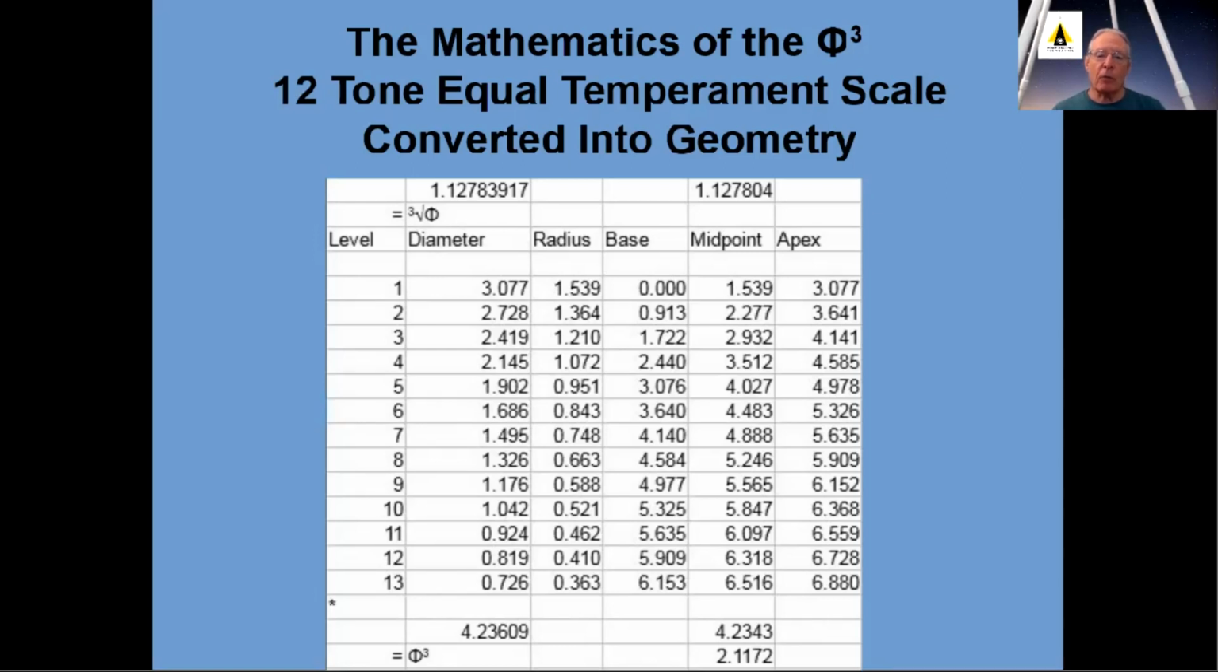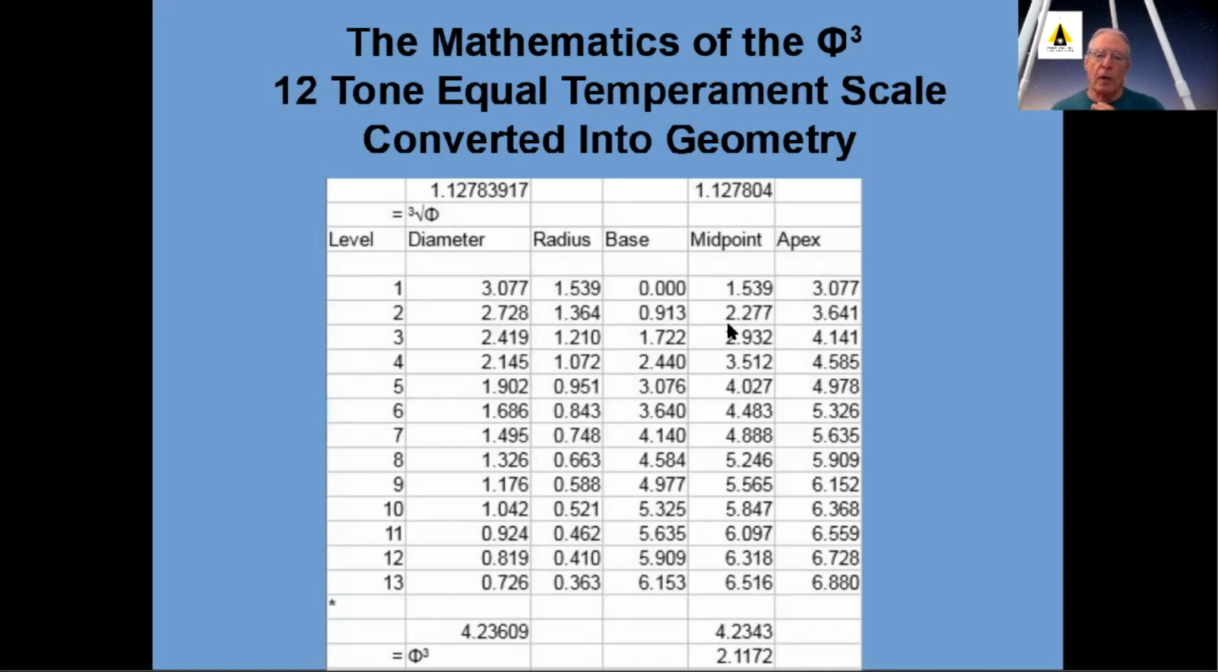Now, I did that one in reverse. I took the 6.516, which I have as the midpoint of level 13. That's, again, my anchor octave. And I went down from there, dividing by 1.127804, and I did the same thing.